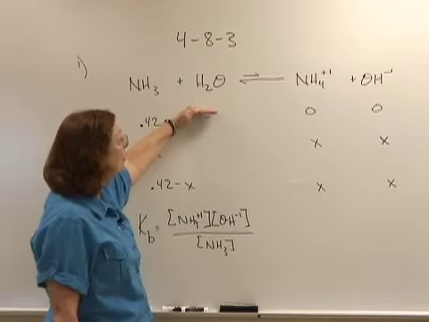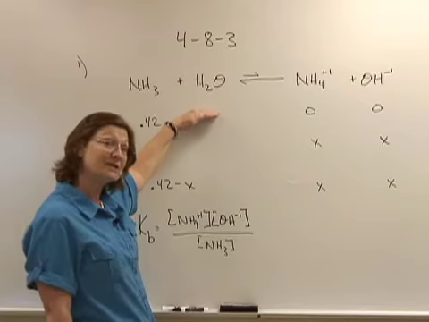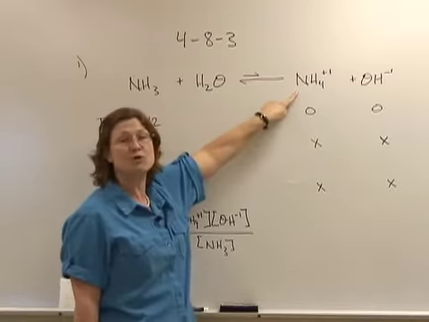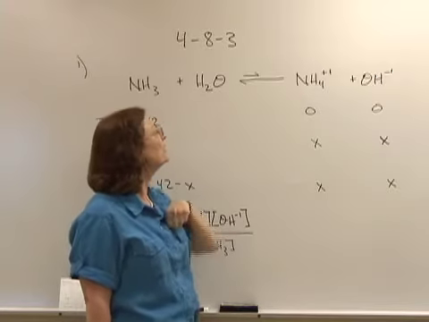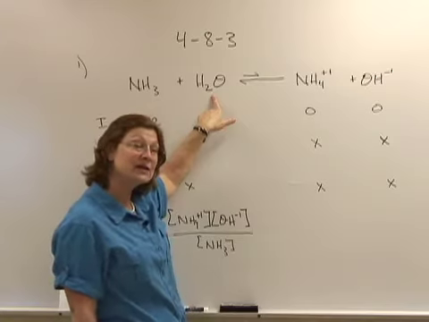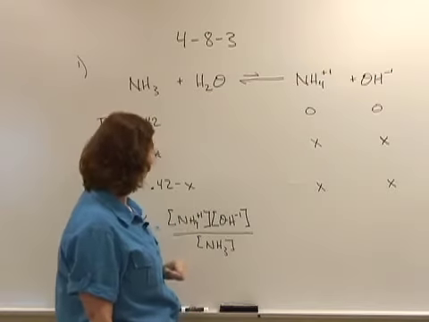I add water, and therefore, if we were looking at Bronsted-Lowry theory, the ammonia is accepting a proton, and therefore it is a base. And water is losing a hydrogen, and therefore it is an acid.